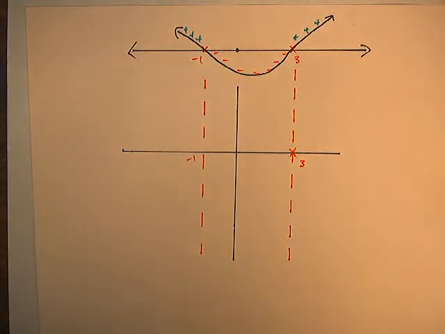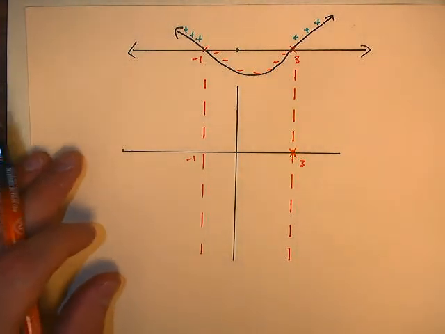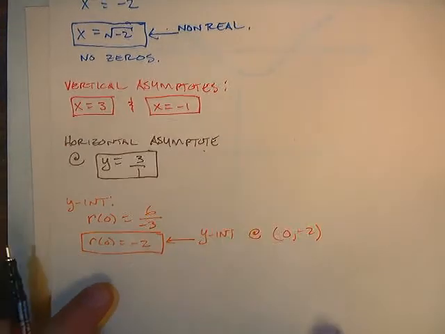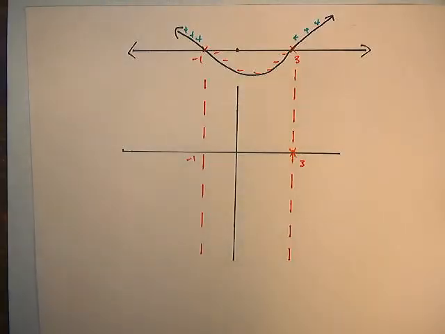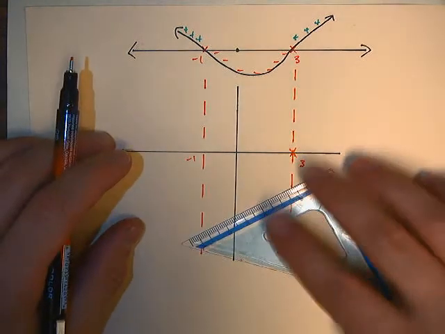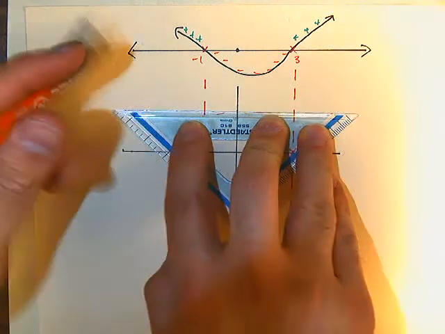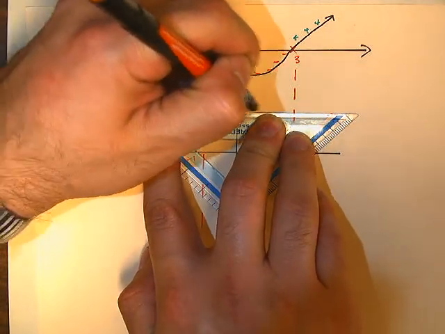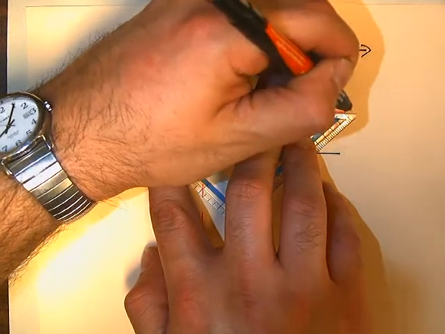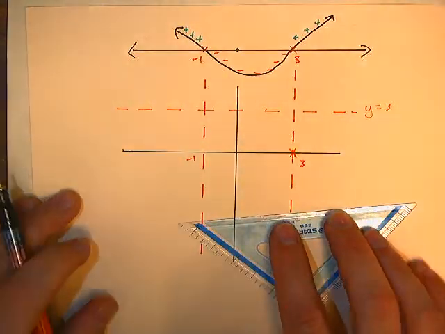I don't have any zeros, but I do have a horizontal asymptote. So let's go ahead and draw that horizontal asymptote in. And if you remember correctly, the horizontal asymptote happened at 3/1. So I'm just going to come up here to about 3. And you don't have to be really precise with this, but do label it so that we know exactly what's happening. And this is going to be our y equals 3.